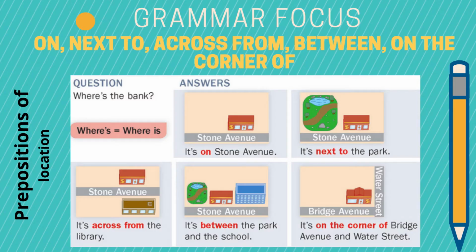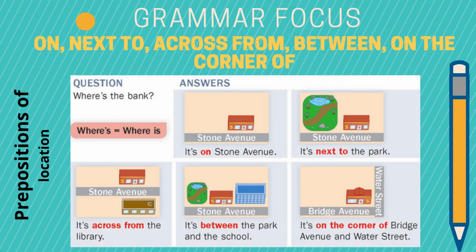Let's go ahead and look at the grammar focus for today. Today's grammar focus is about prepositions of location. Again, words that fall under the category of prepositions of location are words like on, next to, across from, on the corner of, and between. Let's look at exactly what these prepositions mean.